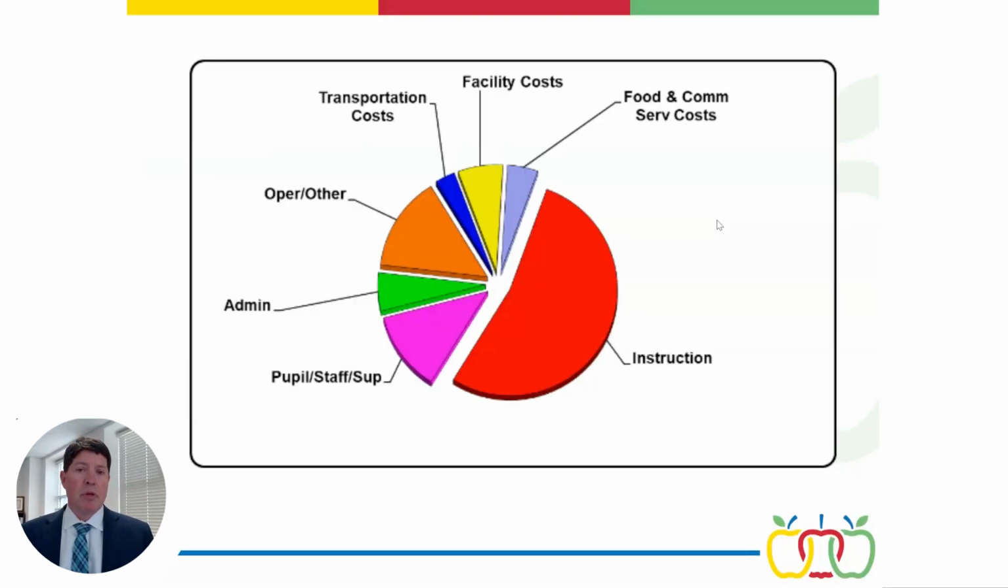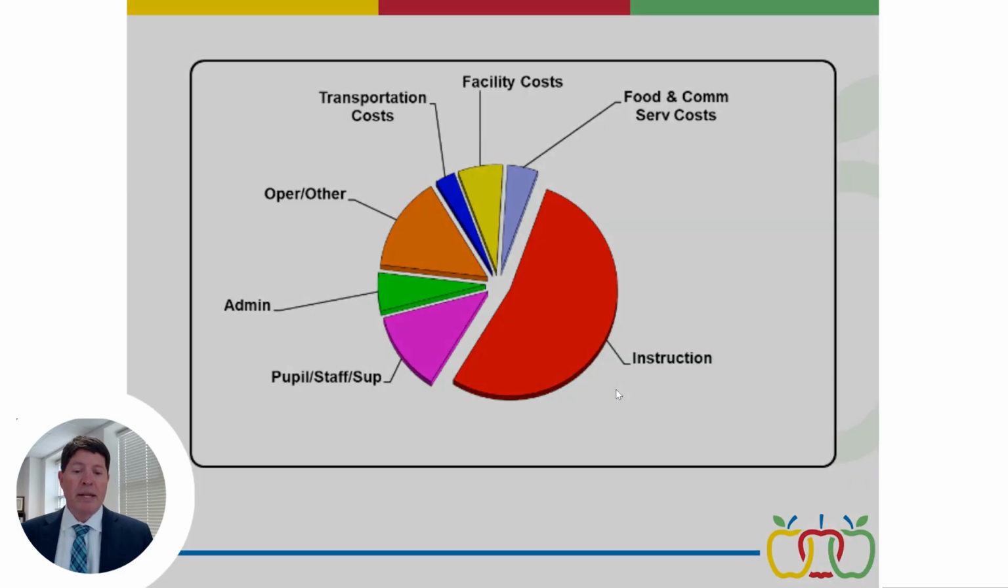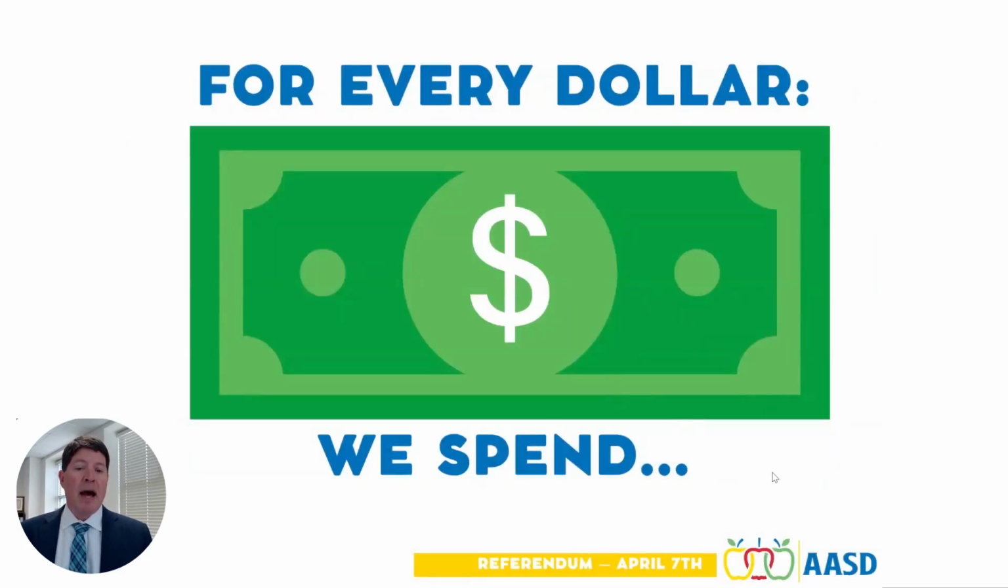This is a simple graph that comes from the Department of Public Instruction. All of this information that I'm going to share with you, you can find on the DPI. As a school district, we have to report it to the DPI. We also have to have an outside firm audit all of our finances, which we do annually. What you can see here is that we spend over half of our dollars on instruction, and then a large portion goes to operations, pupil services, facilities costs. But I'm going to break down all of these in a per dollar amount.